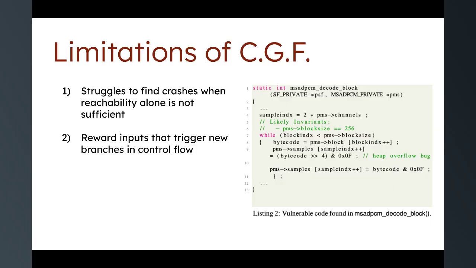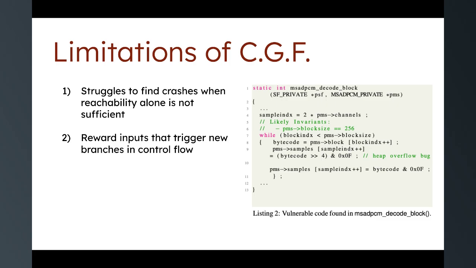The loop condition is obviously based on block size, and inside the loop, the program writes to the samples array using an index called sample index. What's interesting here is that the paper notes many coverage-guided fuzzers can easily reach the vulnerable line of code and execute the loop normally. From a coverage perspective, every execution looks almost exactly the same because the same control flow edges are taken every time. However, the heap overflow bug here occurs only when certain internal values, such as the number of channels and computed sample index, interact in a way that causes writes to go beyond the allocated buffer. So, in other words, the bug being found depends on the program's internal state rather than reaching new control flow paths.